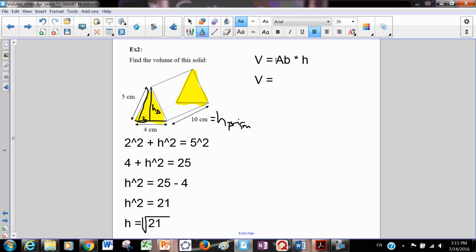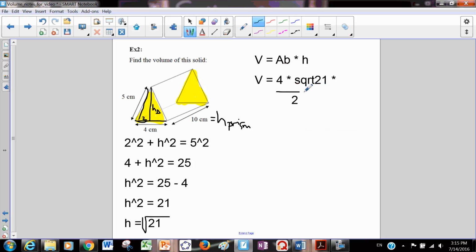So if I'm back here to my formula, I want to find the area of the base. The area of the base is base times height. The height is square root of 21. And usually we would divide that by 2, right? When we do the area of a triangle, it is base times height divided by 2. So I'm going to come here and divide by 2.